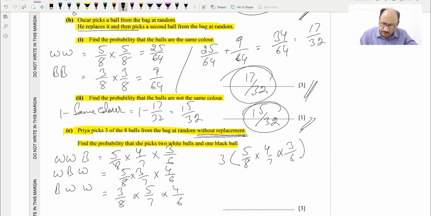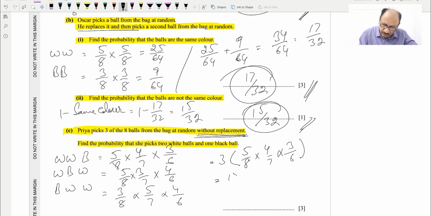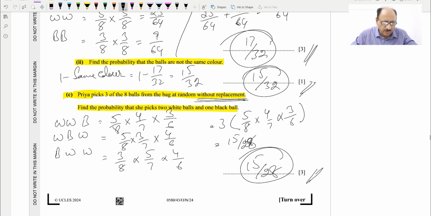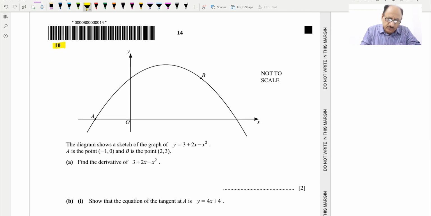6. So this will also give us the same answer, and if we calculate 3 into fraction, it will be 5 into 4 into 3 over 8 into 7 into 6, and this will give us 15 over 28. 15 over 28 will be our final answer for 3 marks. Hopefully you understood this. Question number 10, diagram is provided which is not to scale.